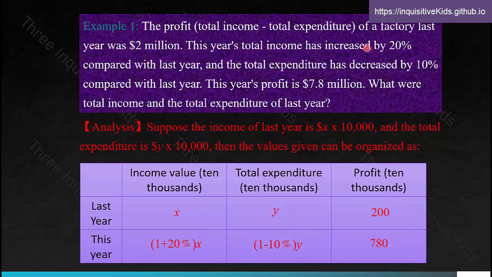This year's income increased by 20%, so remember to have that 1 right there. We can express this as X times the sum of 1 and 20%. And the expenditure this year is reduced by 10% compared with last year, so we subtract 10% times Y. And we know that this year's profit, given in the problem, is $780,000. So here is 780. This is what we know.